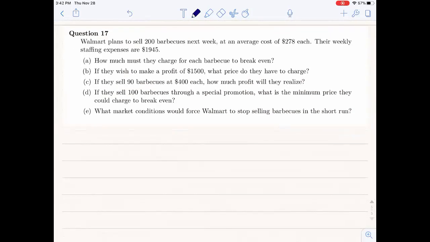All right, so going through our list, right, we know that this is going to be a CVP analysis question, right? And so we're going to have to find profit functions and things like that, right? And so Walmart plans to sell 200 barbecues next week at an average cost of $278 each. Their weekly staffing expenses are $1,945.